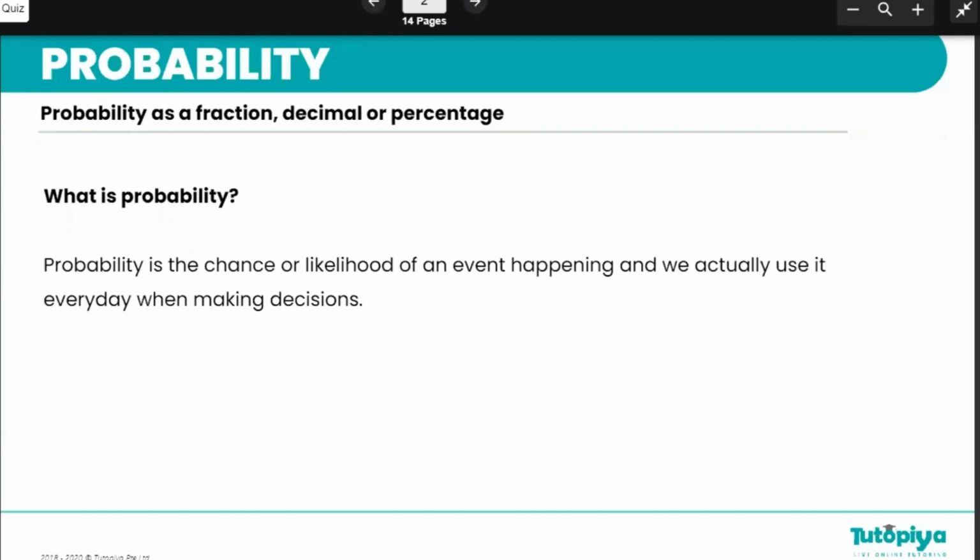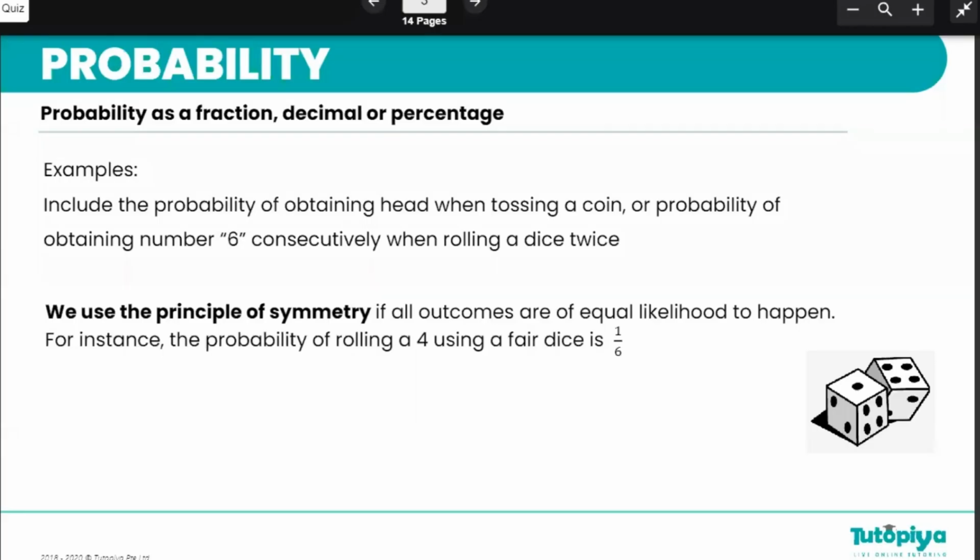Probability is the chance or the likelihood of an event happening, and we actually use it every day when making decisions. Examples of probability include the probability of obtaining a head when tossing a coin, or the probability of obtaining the number 6 consecutively when rolling a dice twice.